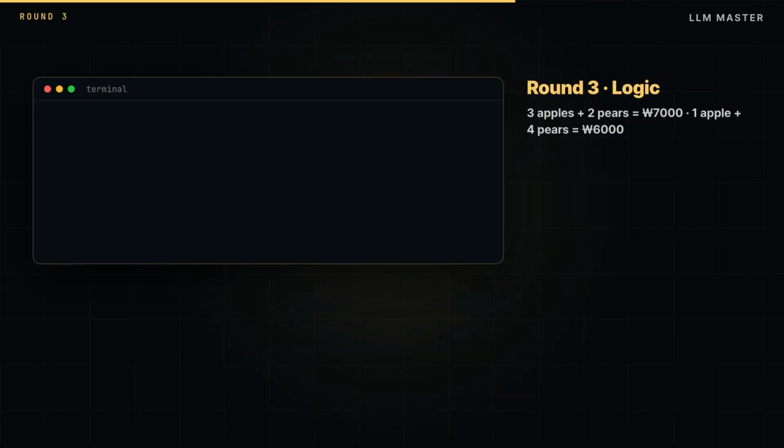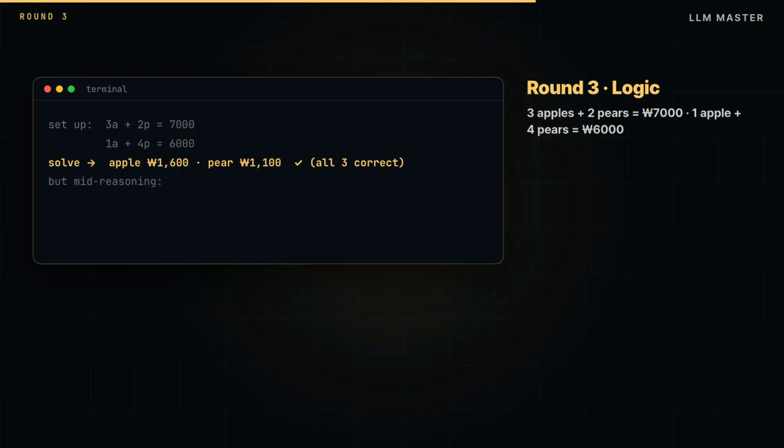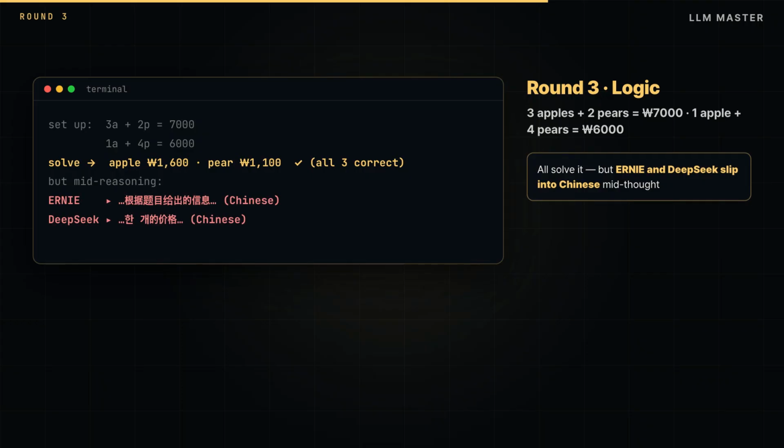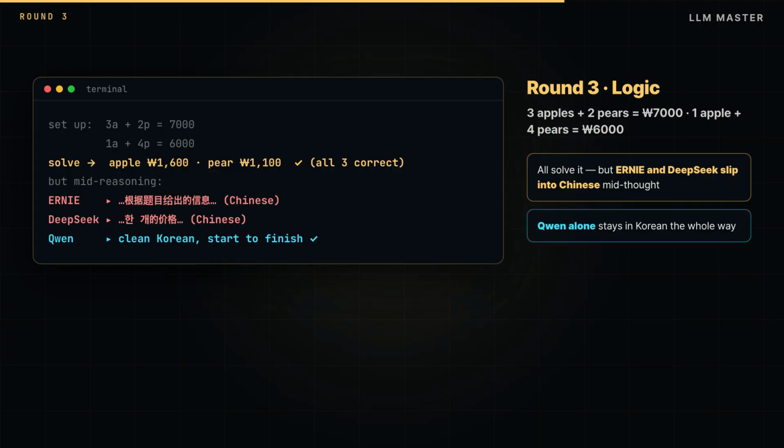Round 3, Yeja, a logic puzzle. 3 apples and 2 pears cost 7,001. 1 apple and 4 pears cost 6,000. Find each price, and all 3 set up the equations correctly and grind toward the answer. An apple is 1,601, a pear is 1,100. But this is where the language cracks show most. Both ERNIE and DeepSeek start slipping into Chinese mid-reasoning. Whole phrases of it. Qwen alone stays in clean Korean the entire way through. For a Korean user, that consistency is a real, practical advantage.